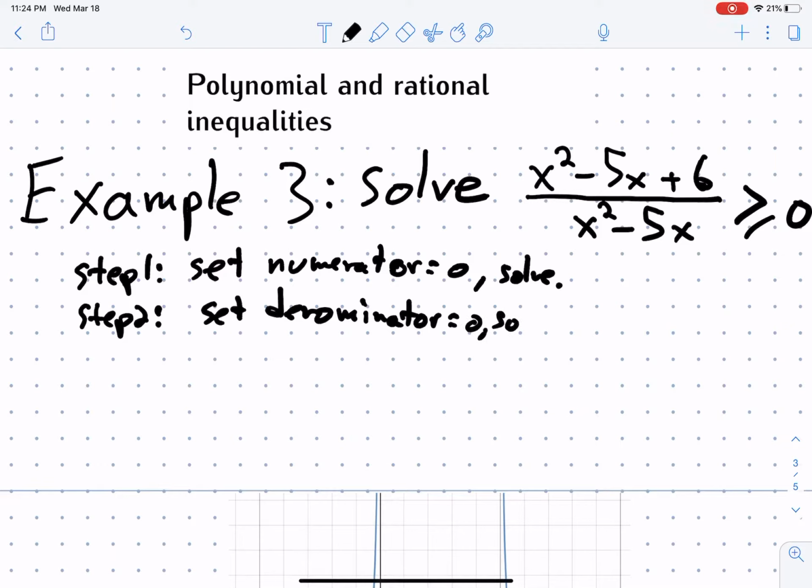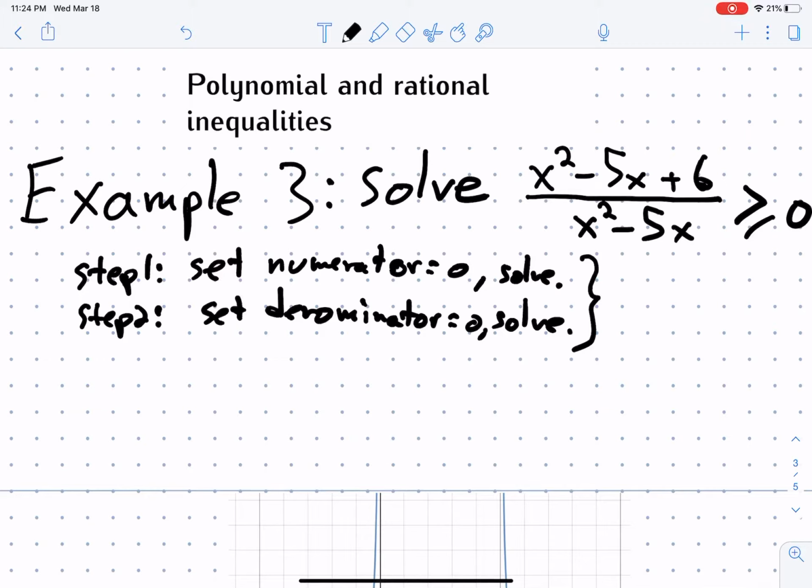And solve. And that will give us the places where it's undefined. That'll help us find where those asymptotes are. And if we find all of the values here, we're going to use all of the values in step 1 and step 2 to break up our number line into chunks, into intervals. And then, just as we did above, we're going to test each interval by picking a point in it and seeing whether the function is positive there or negative there.